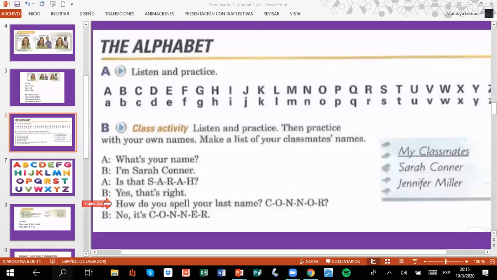How do you spell your last name? C-O-N-N-O-R? No, it's C-O-N-N-E-R. Okay.